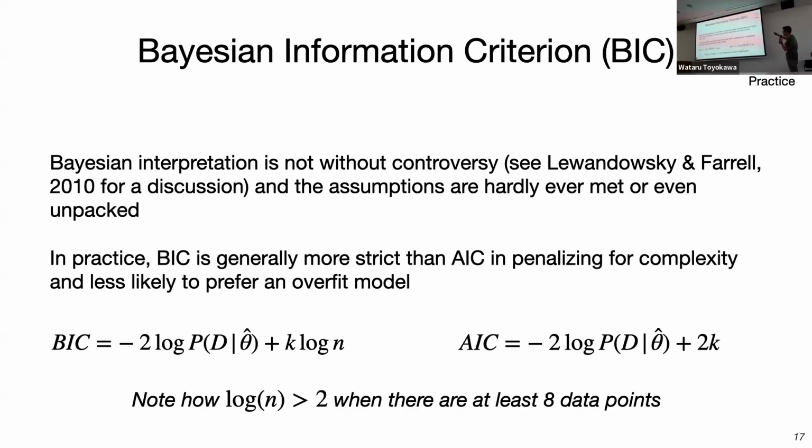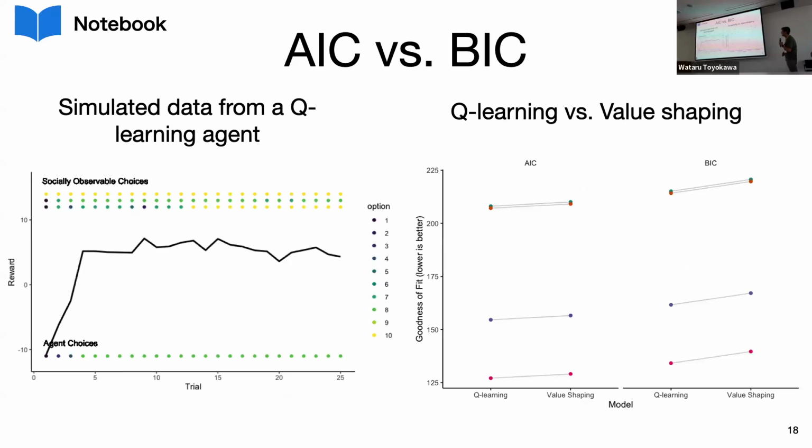Cool. So this is the more practical interpretation of it, because the theoretical interpretation is rather hand-wavy at best. Good. Remember that we have these really great notebooks accompanying all the tutorials. Here, they provide some code where you can simulate data from a Q-learning agent. So this Q-learning agent, I think it's a social Q-learning agent. It has a number of choices here. It observes these other social choices that inform its behavior.